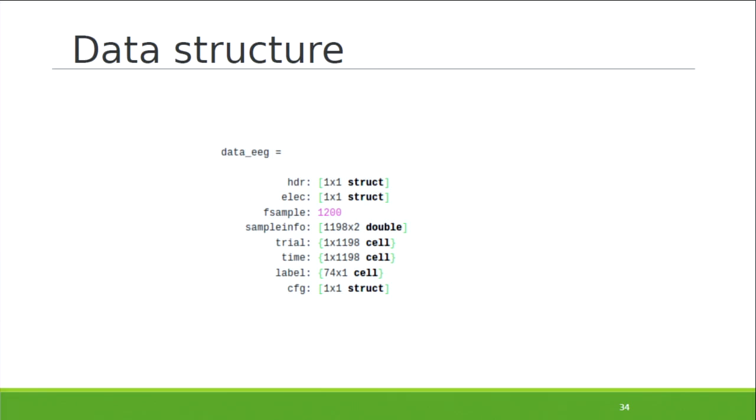Now, after this, a typical structure in FieldTrip can look like this. So, for example, you have information about the electrodes, you have the sampling rate and sample information, the number of trials and timing, and the labels of the electrodes, for example.